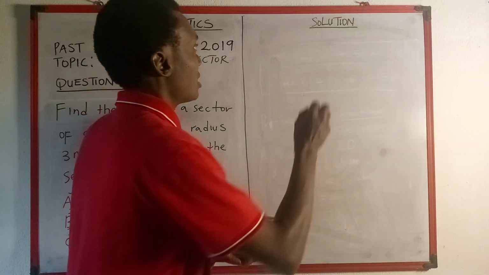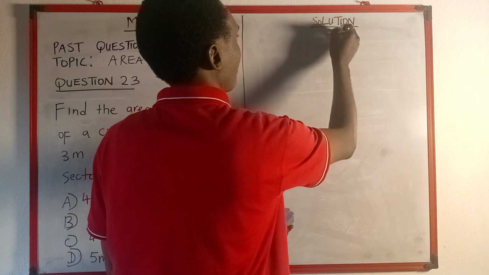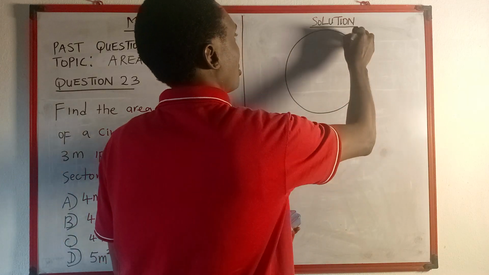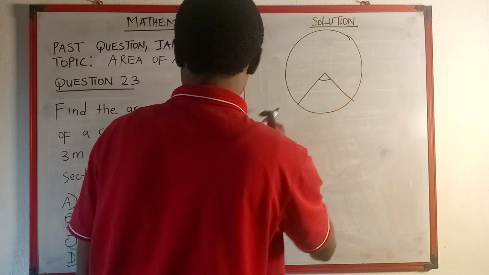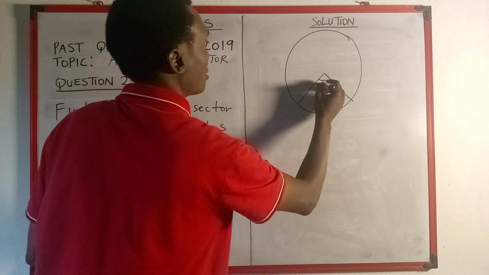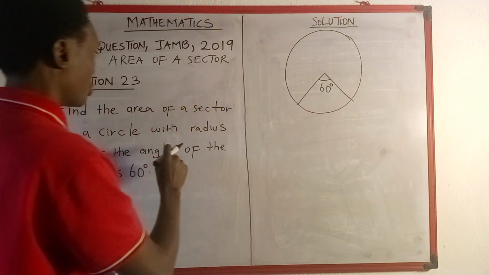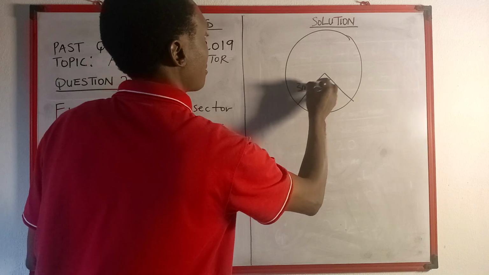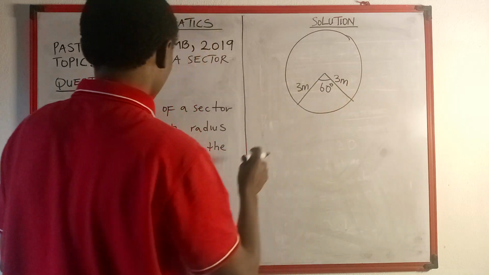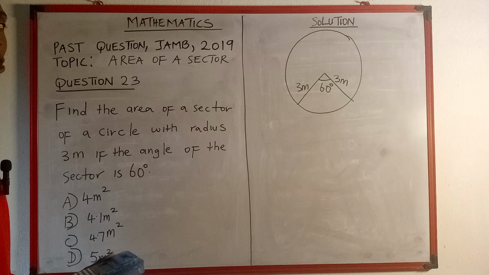Okay, so now a sector, this is a circle. The angle is given as 60 degrees. And what is the radius? The radius is 3 meters. So put your 3 meters here. And the cell should find the area of the sector.